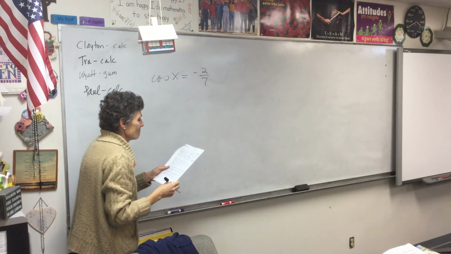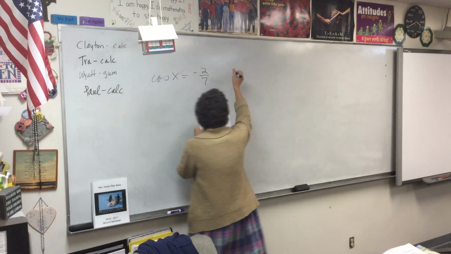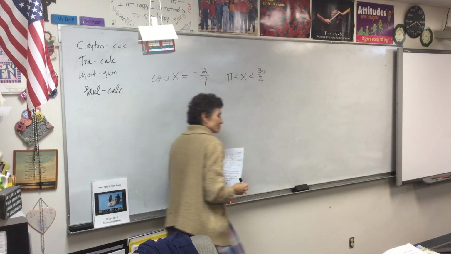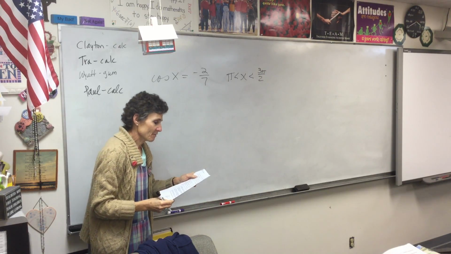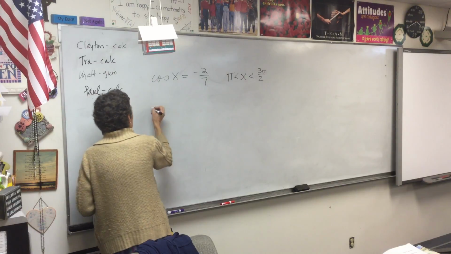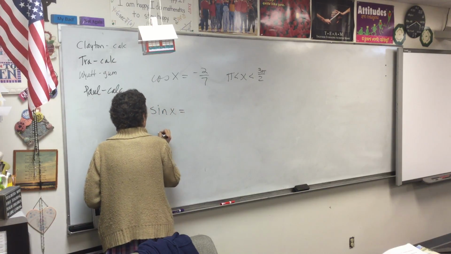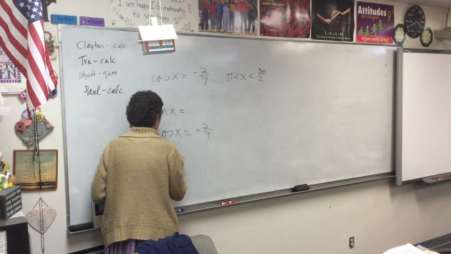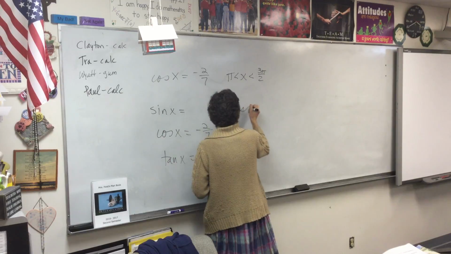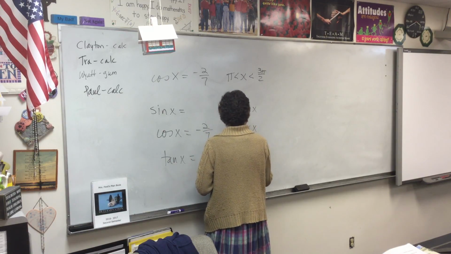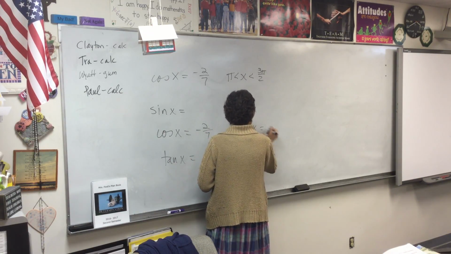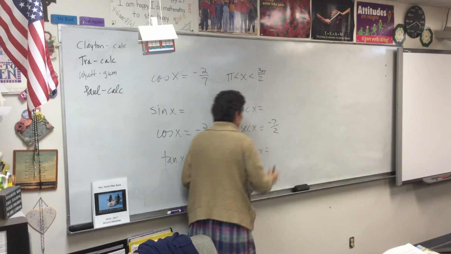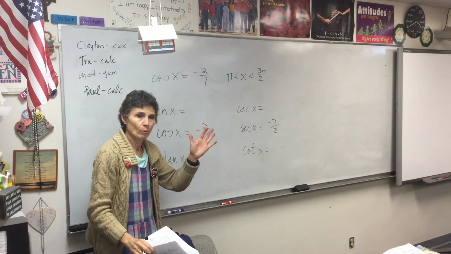All right, given that this is the cosine and this is the neighborhood that we are in, we want to find the other 5 functions. Well, the other 5 would be sine, let's see, cosine's given, tangent, cosecant, secant, and cotangent. So if we know the cosine is -2/7, then the secant must be -7/2. Everybody gets that point, right? Automatic.